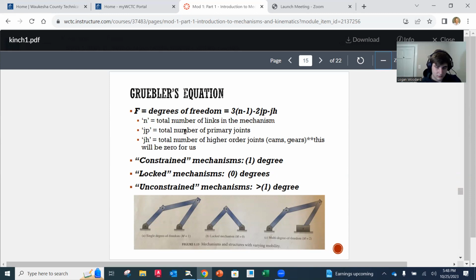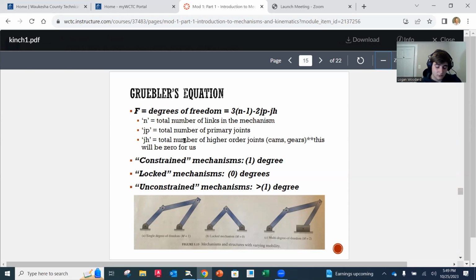N is going to be the number of links in your mechanism. So when we were just doing our kinematic diagrams, how many numbers did you put on there? Okay, all of them, the 2 that we've done so far, they've each had 4 links, right? Number 1 is your frame. 2, 3, and 4 we had for each one. So that's the number of links in your mechanism. JP is going to be the number of primary joints. Primary joints are going to be those pin connections or the slider connections. So when we did that first one, we had an A, B, and C. Those were pins. And then we had a D, which was a sliding joint.